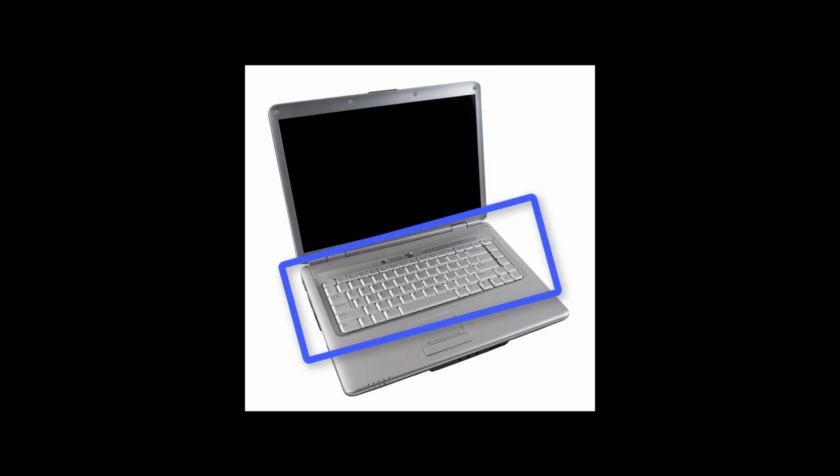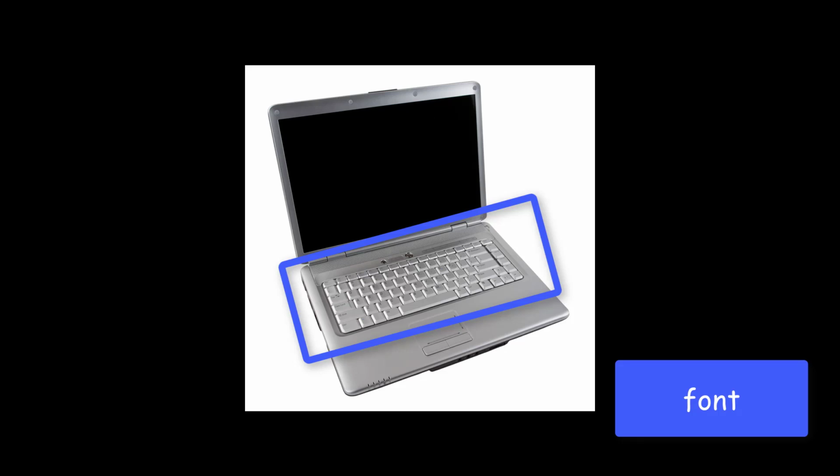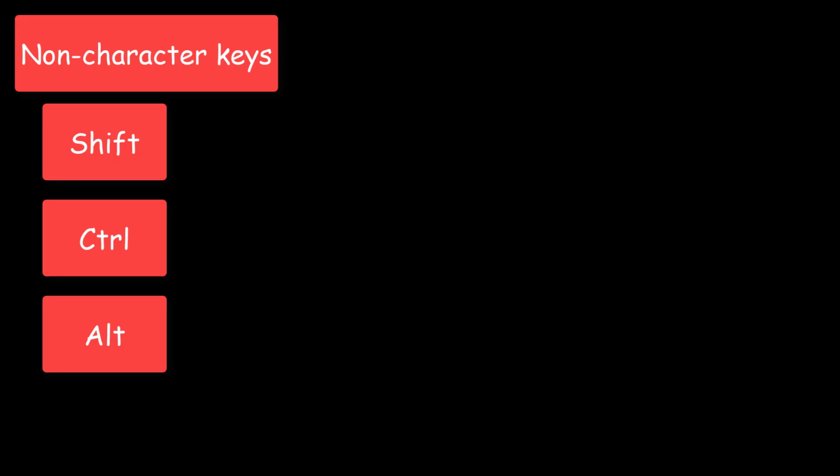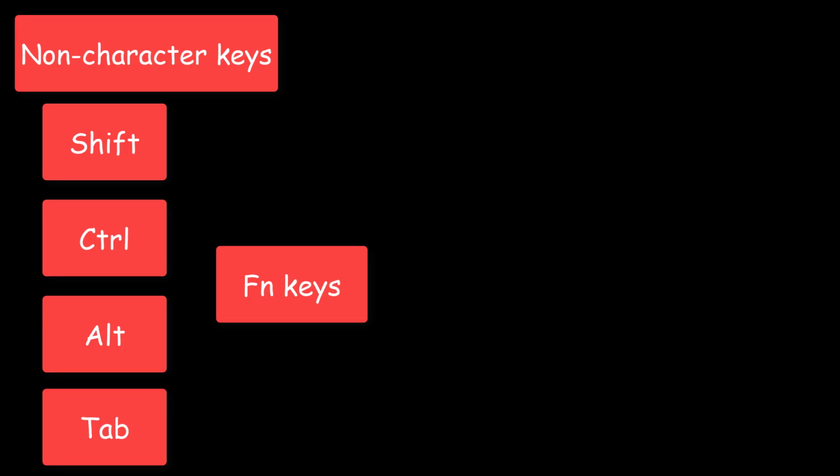The keyboard is obviously an input device. Each keystroke sends a character into RAM, and Windows displays the character on the screen using the current font. Well, as you know, some keys have functions rather than characters assigned to them. For example, the Shift key and the Control key, the Alt key, that is the alternate key, Tab keys, the function keys, and so on.